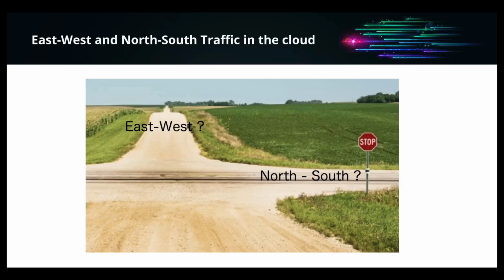When it comes to north-south traffic, it's really about data going in and out of the cloud. So it includes a user accessing a website, for example, on an EC2 instance from the internet, or EC2 instances accessing external services. It also covers data transfer to and from S3 buckets, for example.